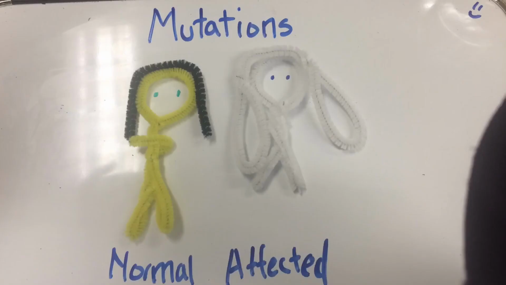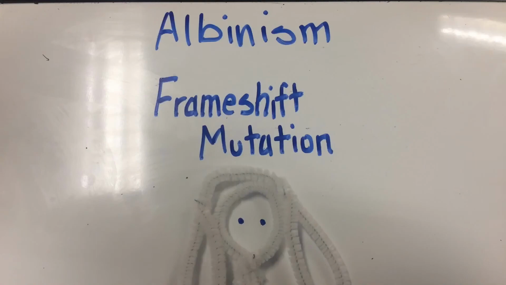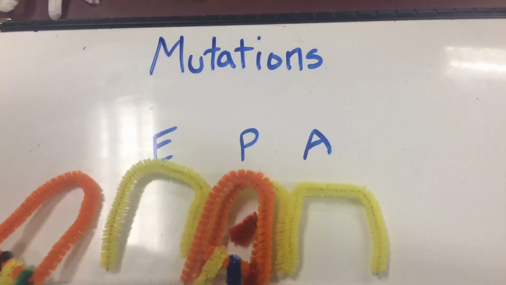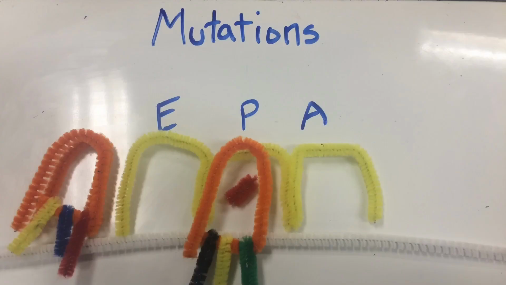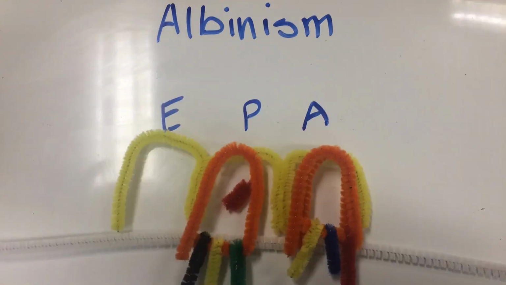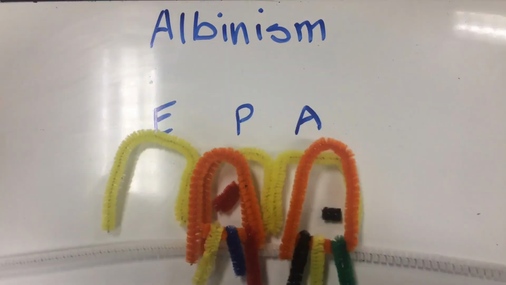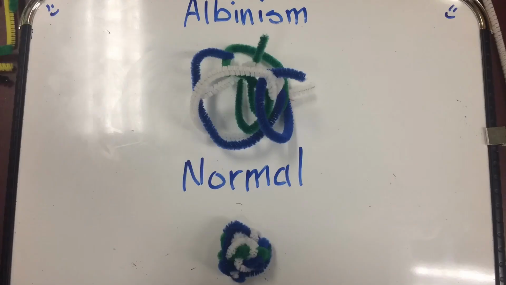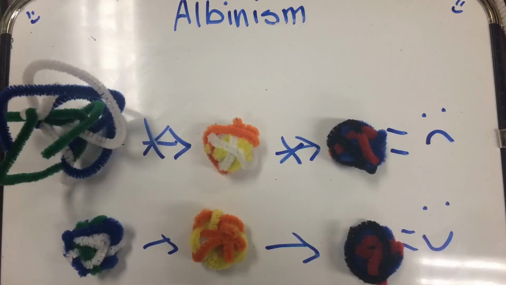Mutations and albinism. Albinism is a frame shift mutation. This is the normal process. The polypeptide created is pretty long. This is the mutated process. The polypeptide created by the mutation is much shorter. When made into a protein, the shape is weird and it can't function properly, thus resulting in pale skin, eyes, hair, and susceptibility to sun.